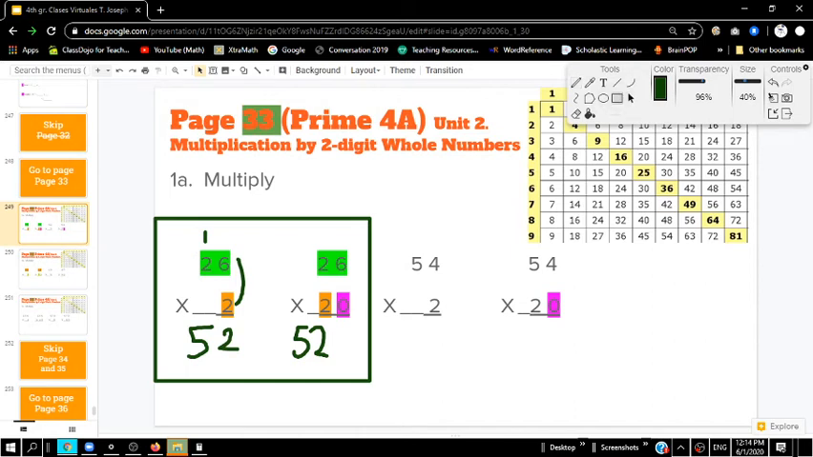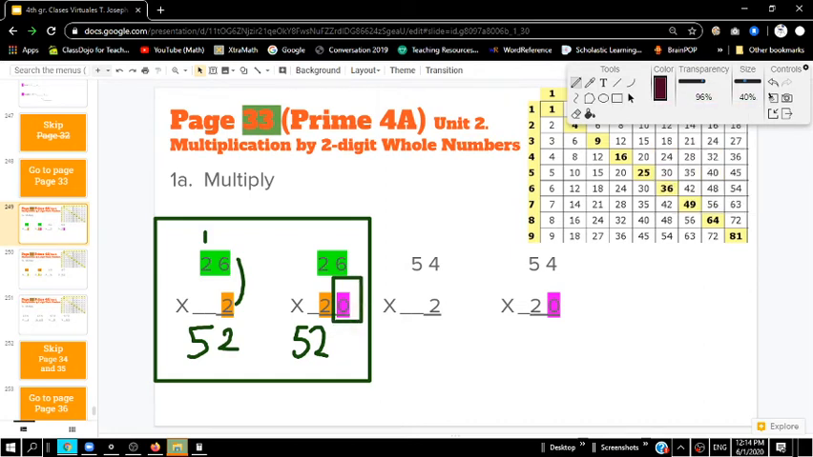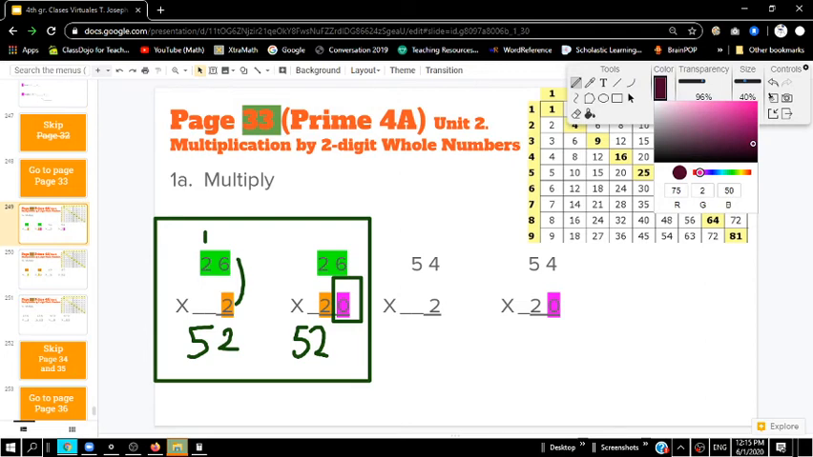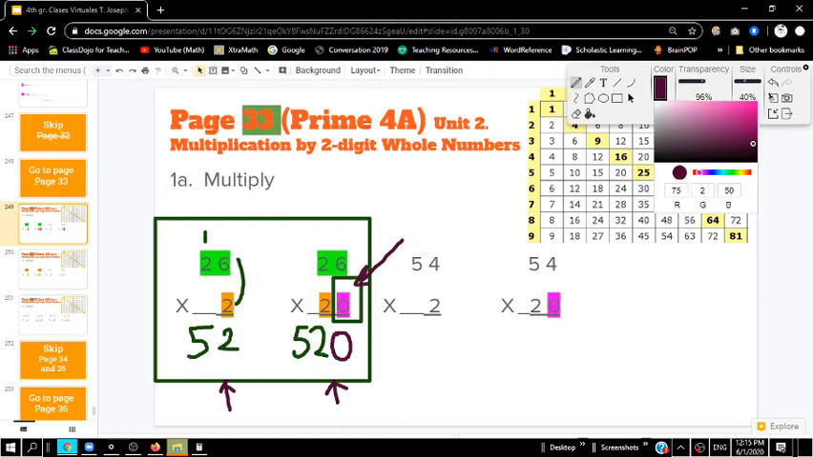But I cannot forget to also include the 0. We are multiplying by a base 10, which means that we can put our 0 directly into our problem without having to multiply again. 520 is my answer. Do you see the difference between this number and this number because of that 0? Let's do one more problem.